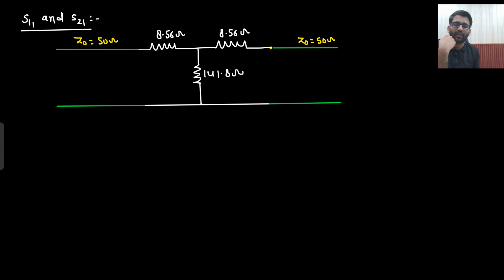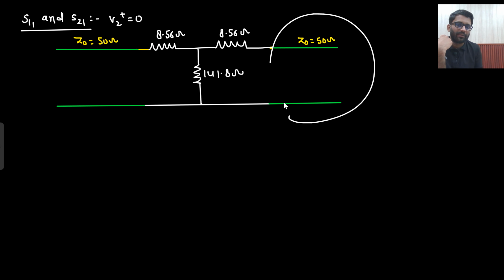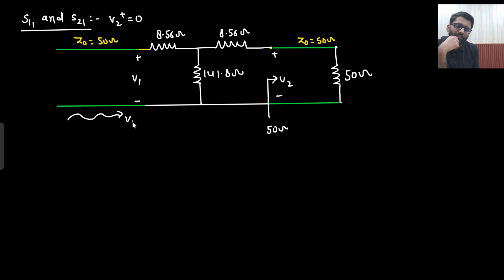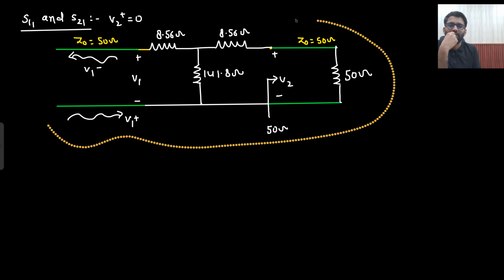For S11 and S21, I need to make V2 plus equal to 0. If V2 plus is equal to 0, that means this load should be matched here. And if this load is matched, what does that mean? From here, input impedance will be equal to 50 ohm. And do not forget to mark your V2 and V1. This is your V2, this is your V1. Here I am marking V1 plus and V1 minus. So now this much will be replaced with 50 ohm. Okay. So I can copy this diagram.